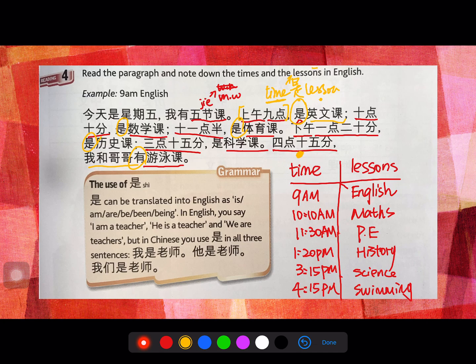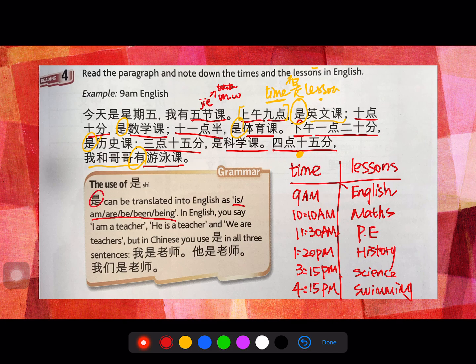We just say this time is. Okay, so the use of 是 can be translated into English as is, am, are, be, being. You have probably experienced verb conjugations in European languages. This is actually the same case in English, but because it's your first language, you probably wouldn't realize it until someone pointed it out.